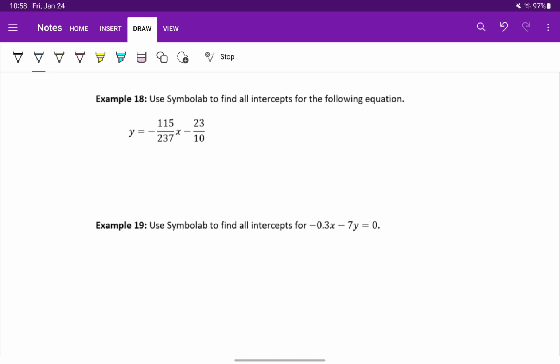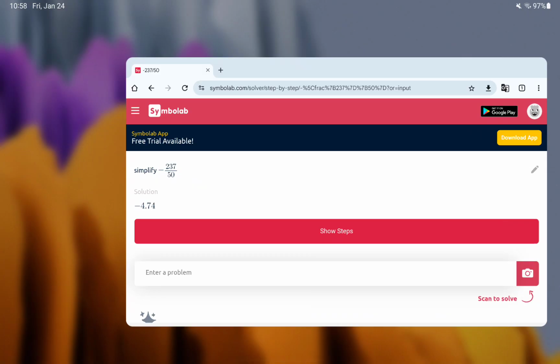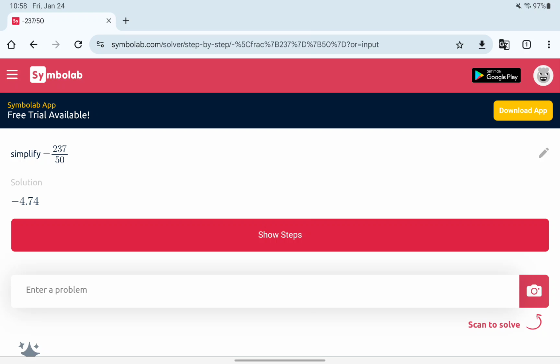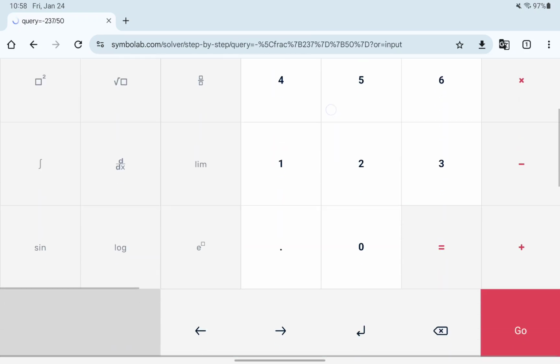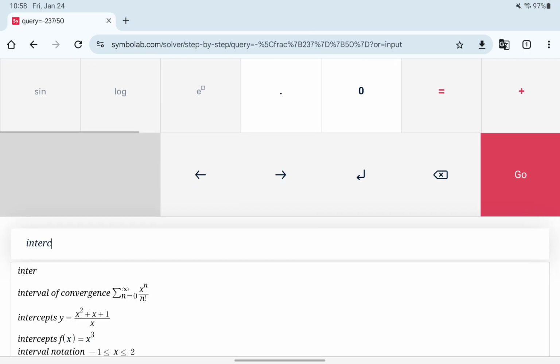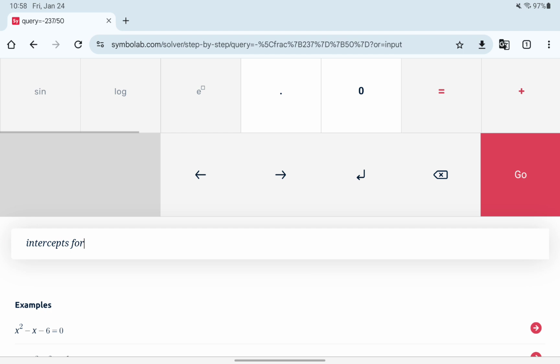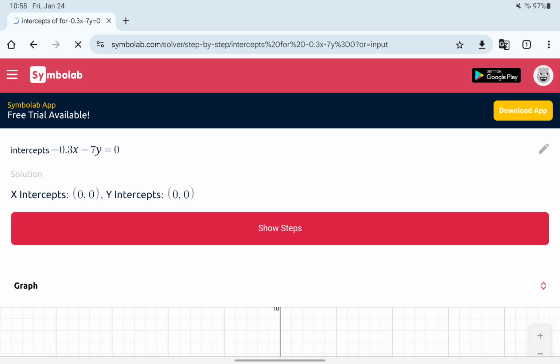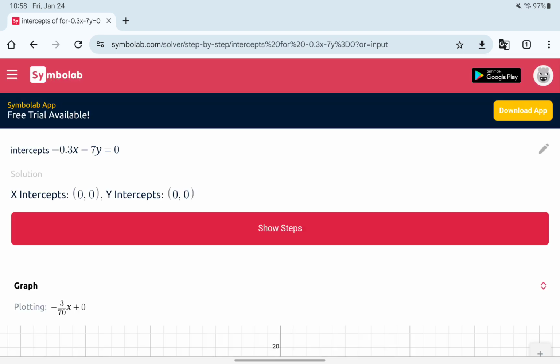Then in our last example, again, we're finding intercepts, but for a different equation. So again, we'll type in intercepts, and then we'll enter in this new equation, negative 0.3x minus 7y equals 0. And we'll end up with a single intercept occurring at the point (0, 0).